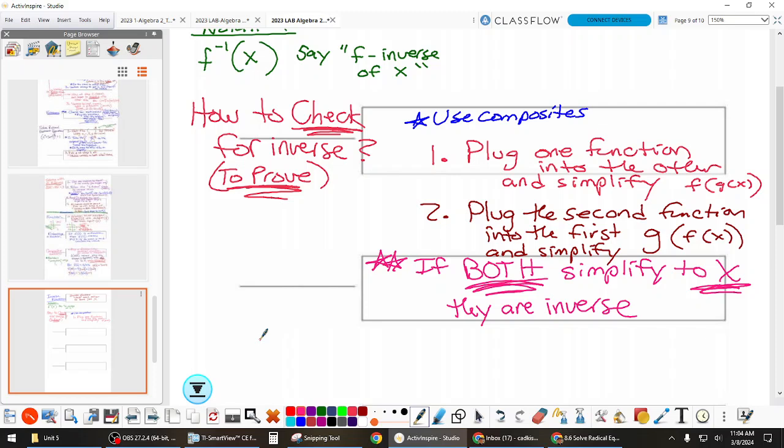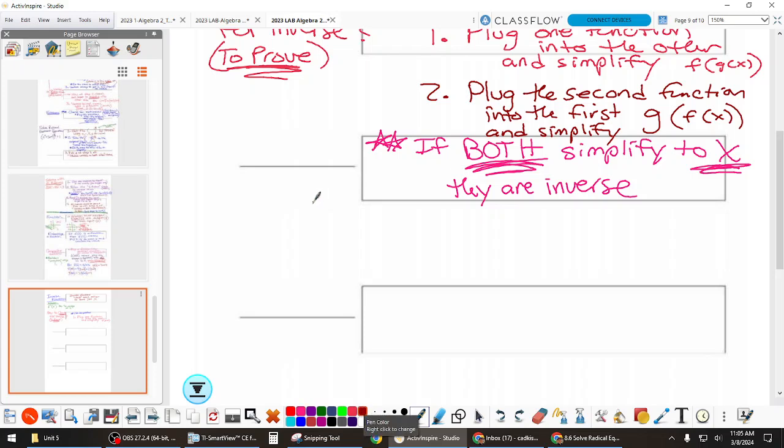Okay? You were plugging them into each other, so you plug G of X into the X's of the f of x equation, and then you would plug all of the X's in the g of x equation. Yes. Okay. And if they both, when you simplify them down, end up with x, they are inverse. Okay. I'm going to give you a very easy example to show that. But I think you were saying it correctly. Don't expect any of this to be easy, but it's a conceptual example, okay?